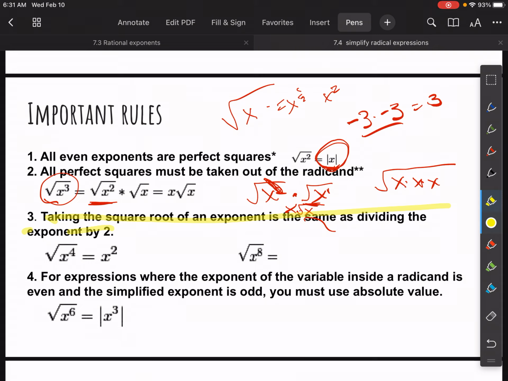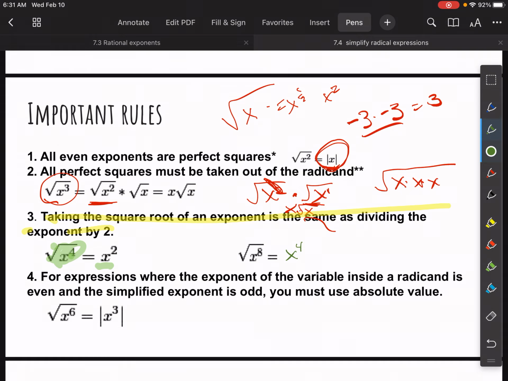Let's do this one here. If I take the square root of x to the 4th, that square root undoes 2, so you just divide 4 by 2, and what I'm left with is x squared. So it undoes 2 of them, right? So if I have the square root of x to the 8th power, I essentially divide the exponent by 2. So this is equal to x to the 4th.